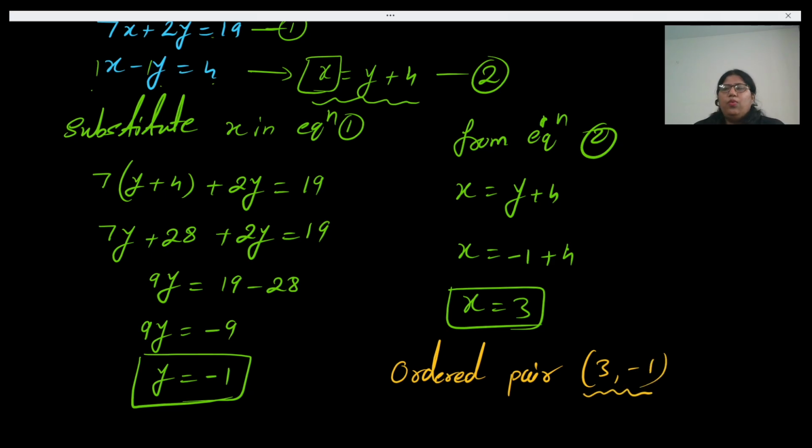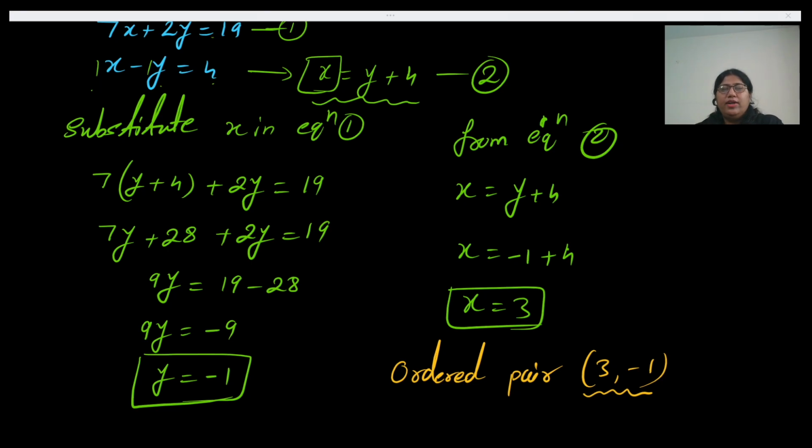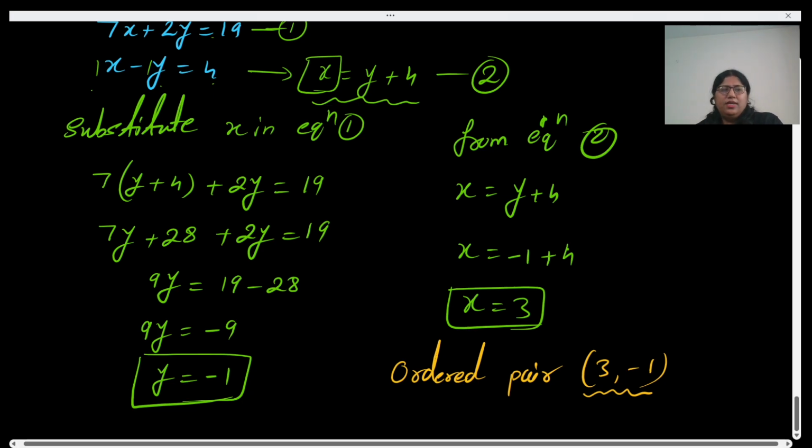That means this point is going to be the point of intersection, because whenever you get one ordered pair, the lines are definitely going to intersect. Whether they are intersecting or perpendicular lines, we don't need to check, but whenever you get a unique solution, it is always intersecting lines.